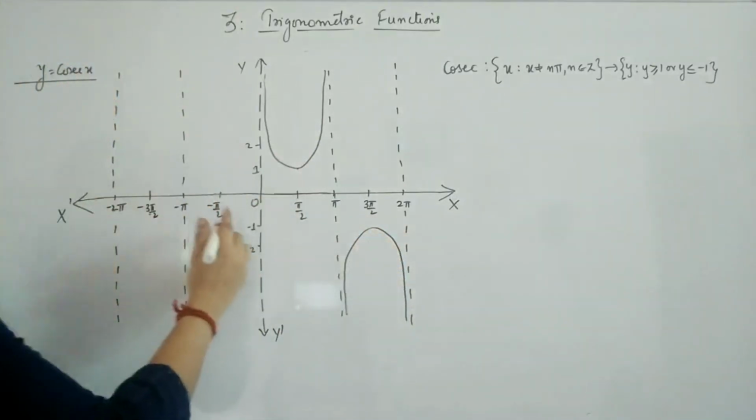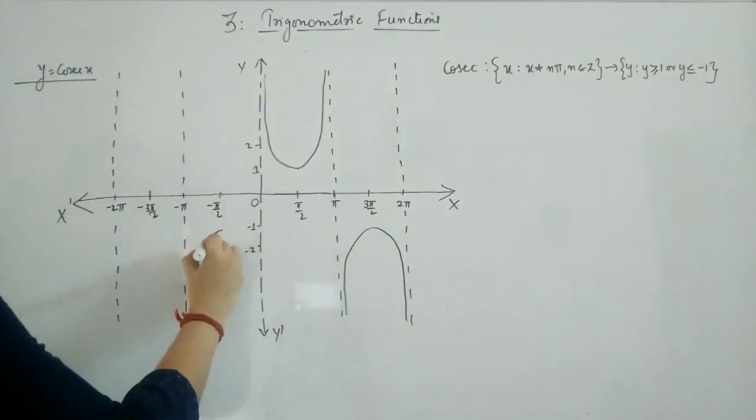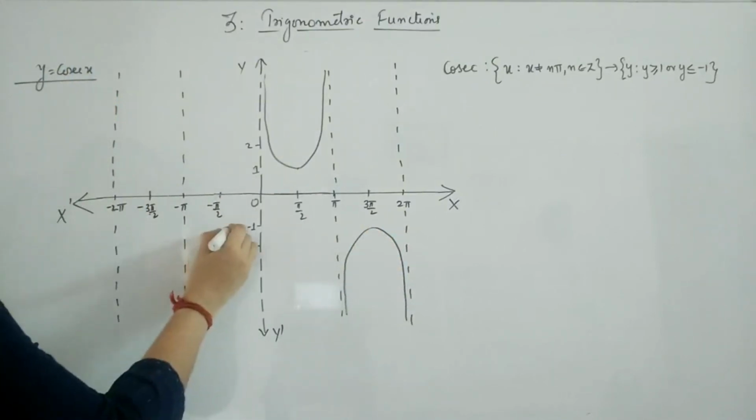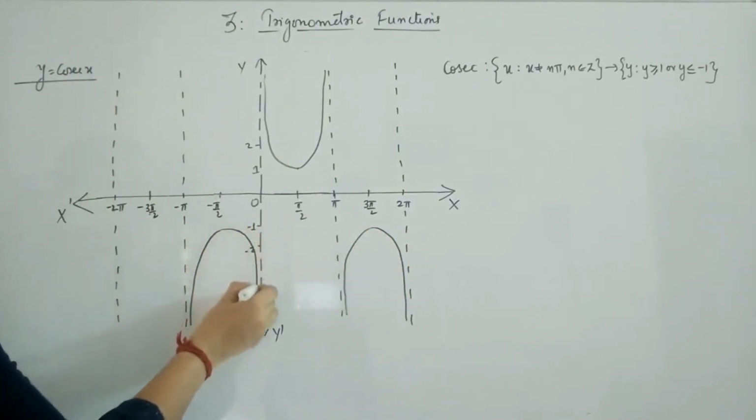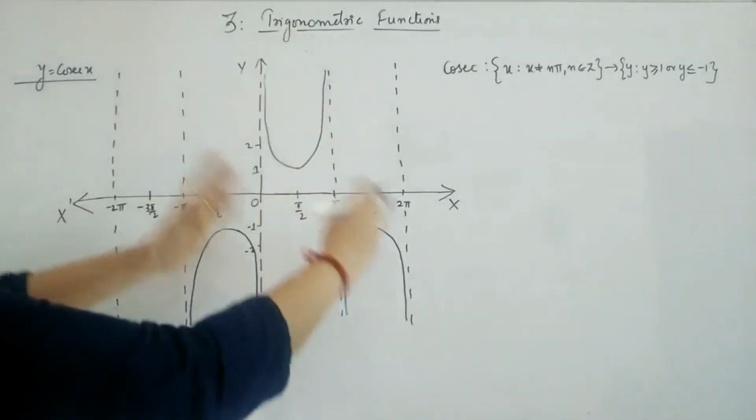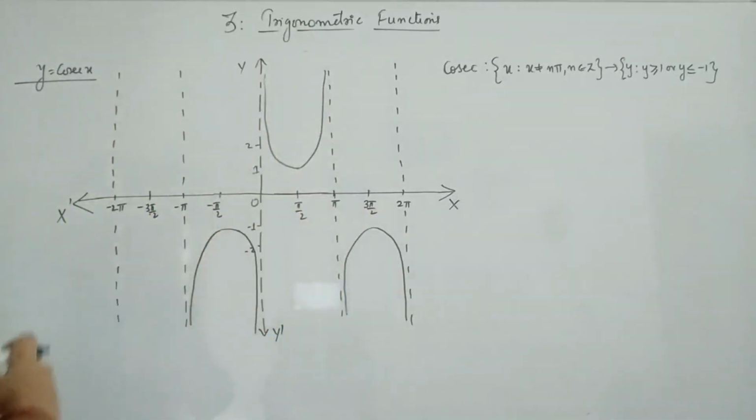Now in here also you have like this. It will go like this. So here again you have an alternate thing. Here upward, then downward, like that it will go. Okay, so this is your cosec graph.